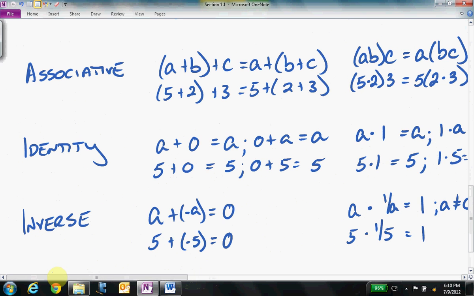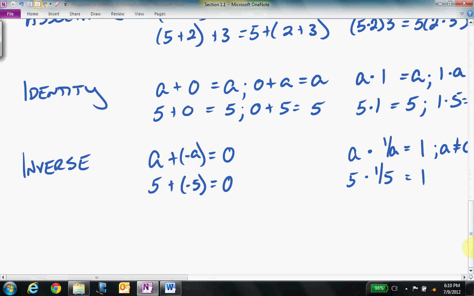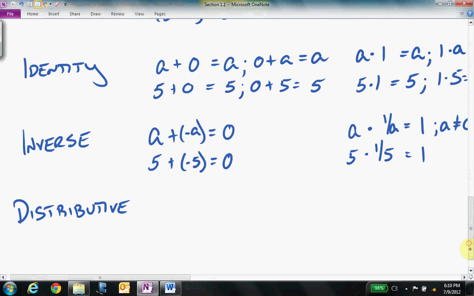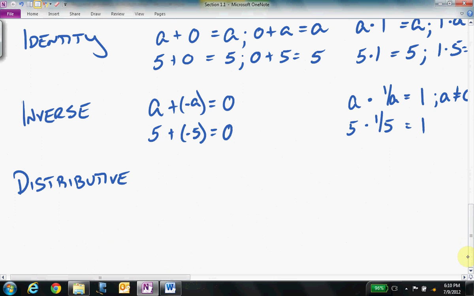And the last property is something that I know you are probably the most familiar with. It's the distributive property. The distributive property is a little different than the previous properties because it involves addition and multiplication in one scenario. Whereas previously we had a scenario for just addition and a scenario for multiplication. This is combined all in one go.